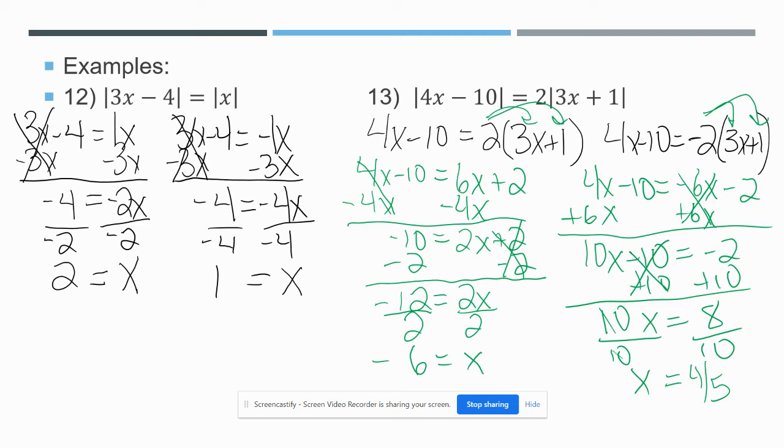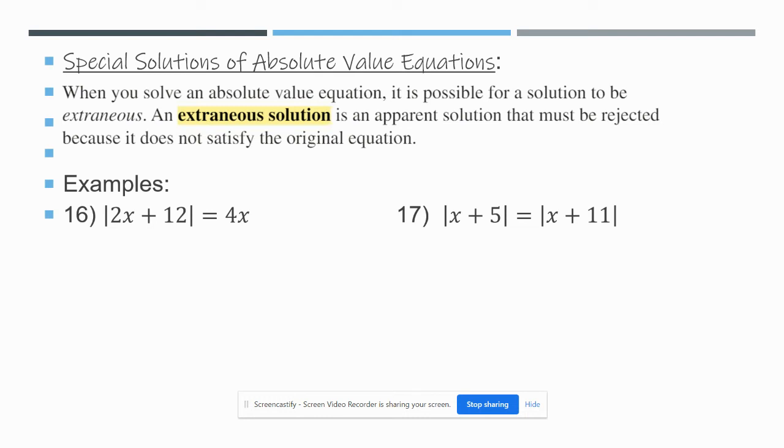Please try number 14. Pause for a minute to jot down these special solutions.